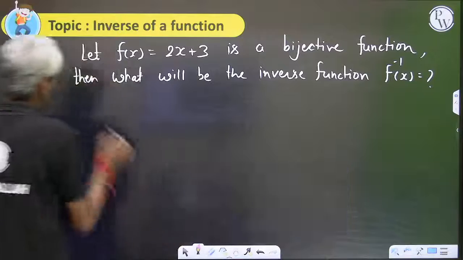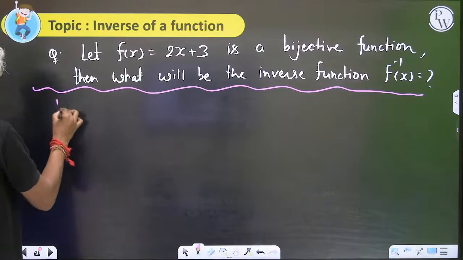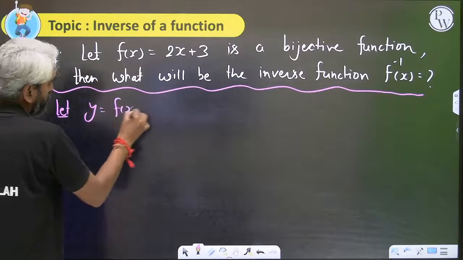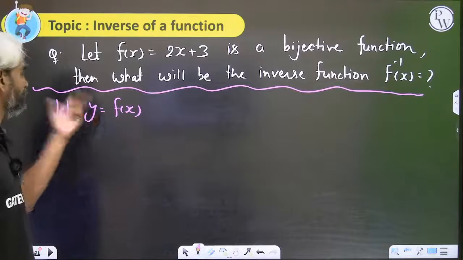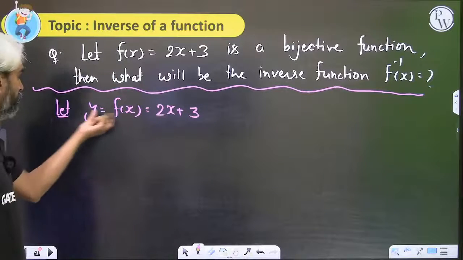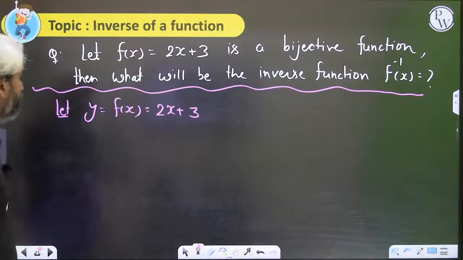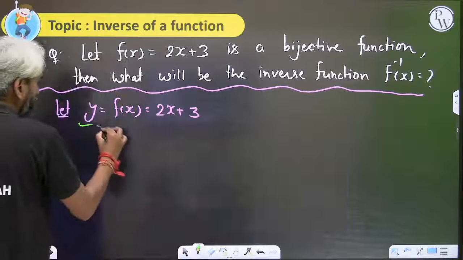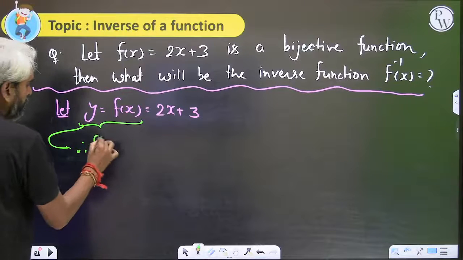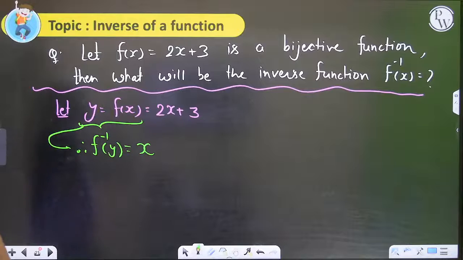There is a simple concept to obtain the inverse function. Let's assume that y equals f(x). Whatever value is produced by function f(x) is nothing but y. We know f(x) is nothing but 2x plus 3. Now, look at this: if 3 equals f(a), then f inverse of 3 will be a. On the same line, if y equals f(x), then f inverse of y will be equal to x.